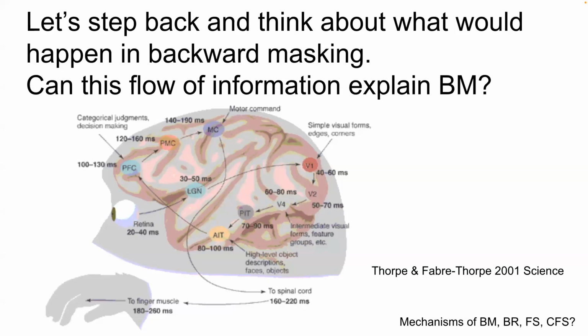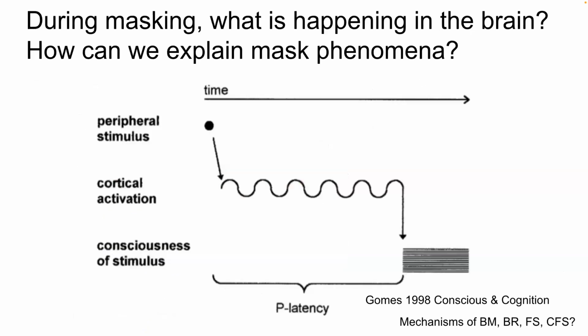So information flows. When you see the stimulus, there's something going on. And after that, you see the backward masker, which is also processed. But you see only the second one, the masking one, not the first one. Why is it? Why do you think it could be the case?